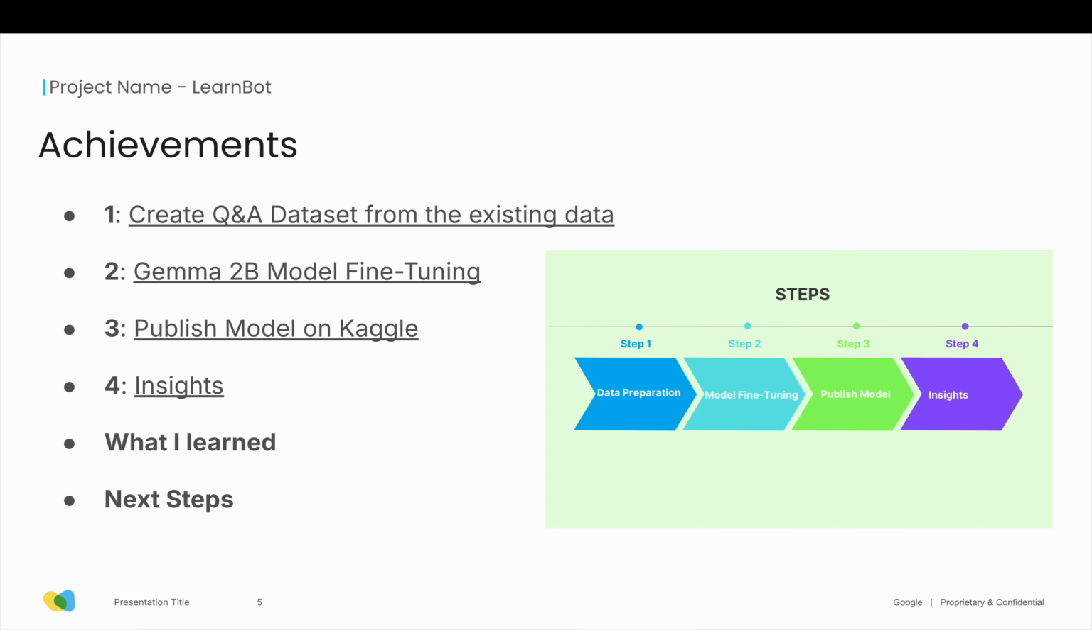For my list of achievements, my first achievement was to create a Q&A dataset from the existing data. My second achievement was to fine-tune the Google Gemma 2B model, and my third achievement was to publish the model on Kaggle. My fourth achievement is to document my insights.